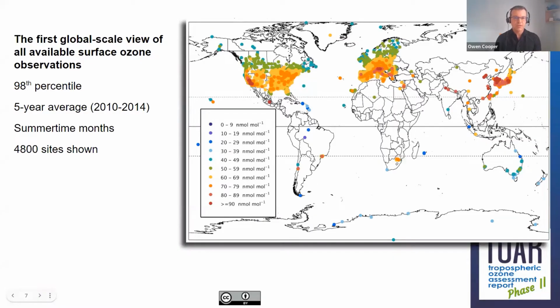So this is really the first global scale view of all available surface ozone observations. This came out of the first phase of TOAR. This particular figure shows the 98th percentile during the summertime months around the world. So we're focusing on high levels of ozone pollution. And this is a 5-year average over 2010 to 2014. And for this time period, we had about 4,800 sites available worldwide. Next slide.